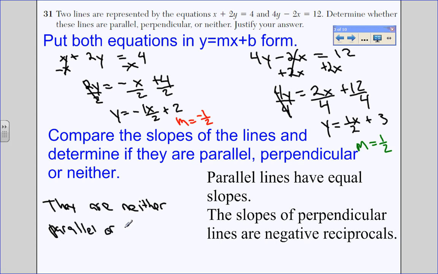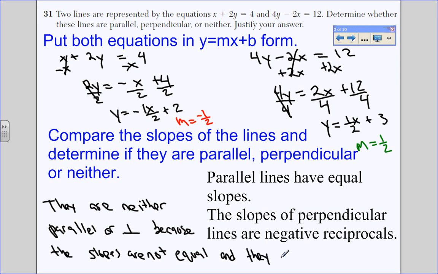I'm going to write this out, and since perpendicular is a long word, I'm going to use the symbol for perpendicular. They're neither parallel or perpendicular, because the slopes are not equal, so that means they're not parallel, and they are not negative reciprocals of each other.